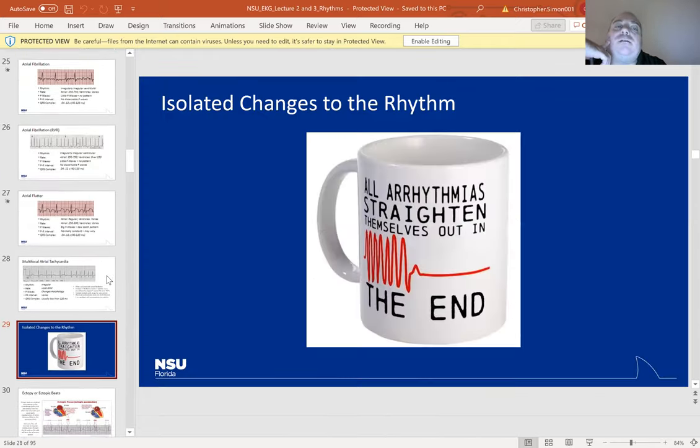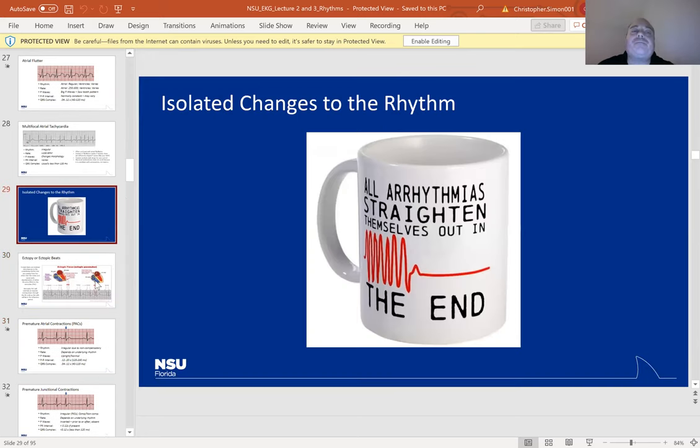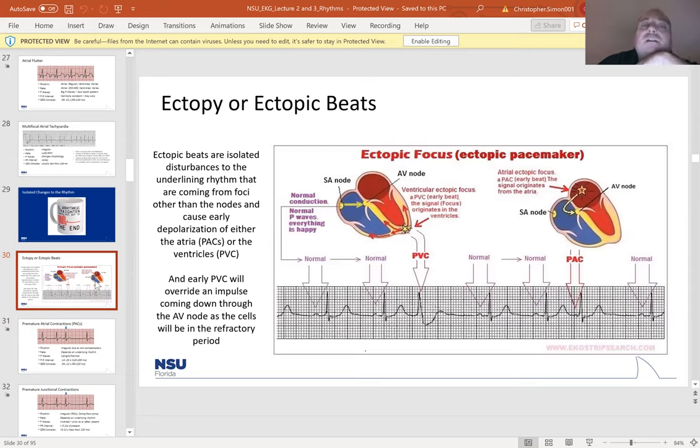Oh, ectopic beat, right? This is just a terminology thing, guys. It's not anything that you don't already know. So when we say an ectopic beat, we basically mean an electrical impulse that is coming from somewhere other than where it is supposed to be coming from. Okay, it's coming from outside of the normal pattern.